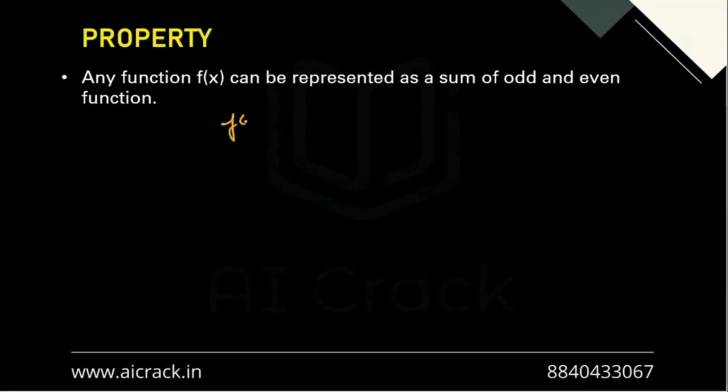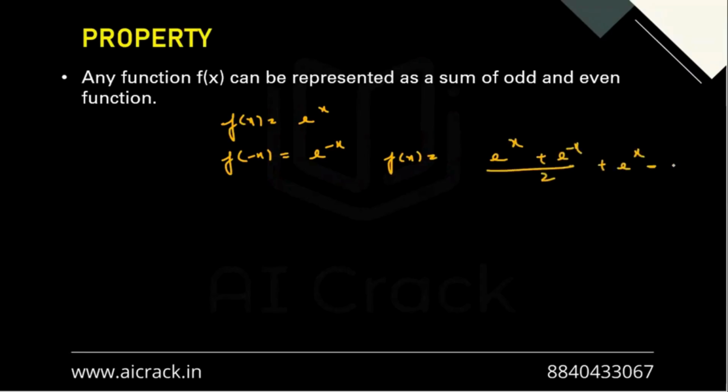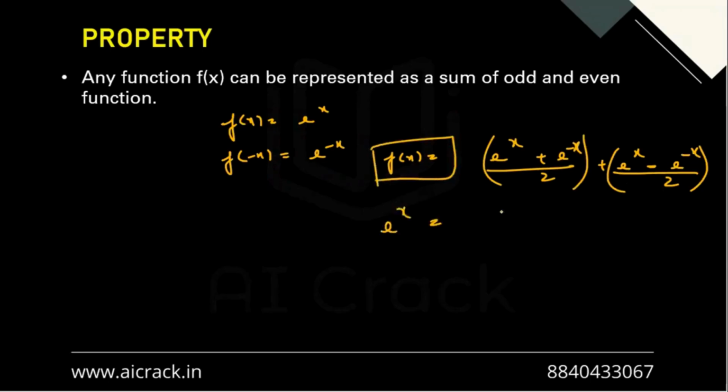Let's take f(x) equals e raised to power x. So f(-x) equals e raised to power minus x. Now if I try to write f(x) in terms of both of these, I'll write f(x) equals (e^x plus e^(-x)) divided by 2 plus (e^x minus e^(-x)) divided by 2. So these are two functions, right? And we see that this one is an even function and this one is an odd function. So basically we wrote e^x as a summation of even and odd functions. So this is our property.